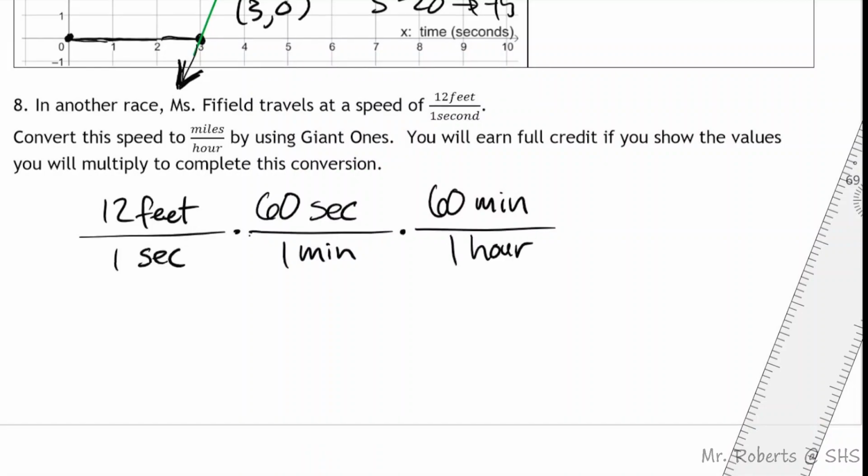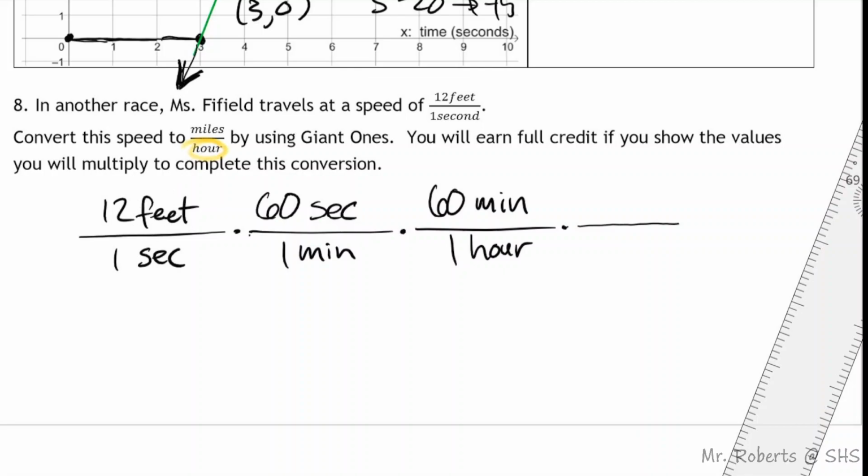Now, part of my mission is accomplished. I now correctly have hours for my unit of time. I've gone from seconds to hours. Last thing I need to do is get rid of these feet and turn the feet into miles. We've talked about this conversion number, and you don't have to have this memorized. This is the kind of thing I would often have written on a whiteboard. But one mile is 5,280 feet.